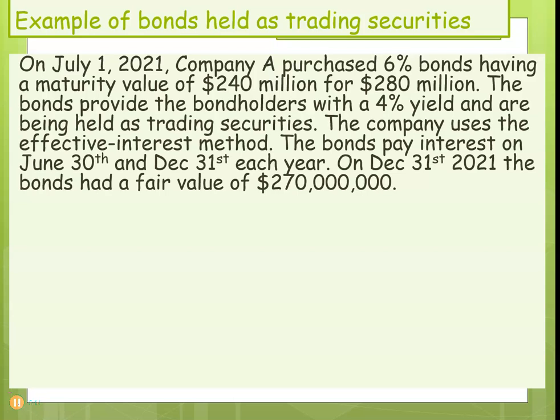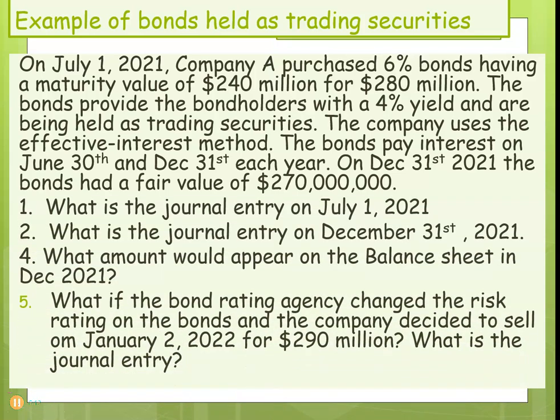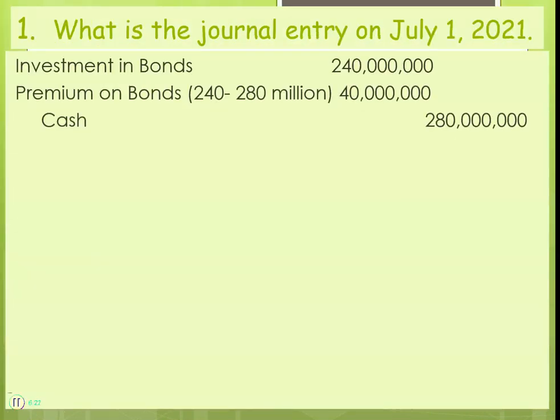Now, what happens if instead these had been trading securities? We're going to go through and do all the same journal entries. So our first entry is exactly the same. We're going to book the investment in bonds, which is the face of the bonds. The cash is how much cash we received. The difference is premium on bonds.